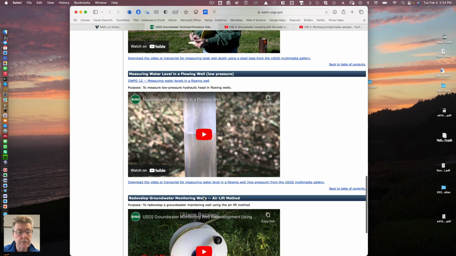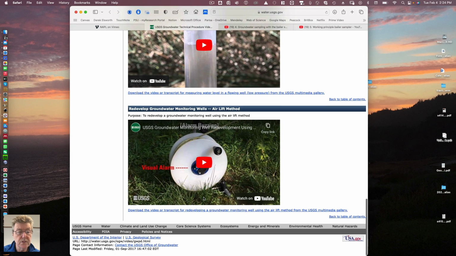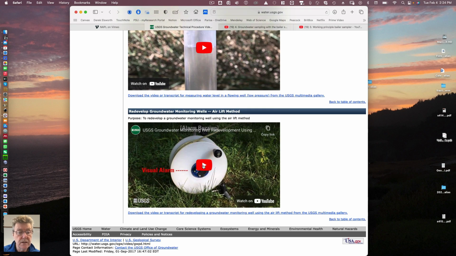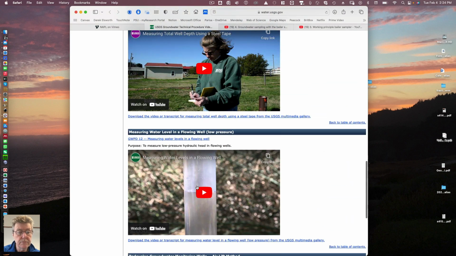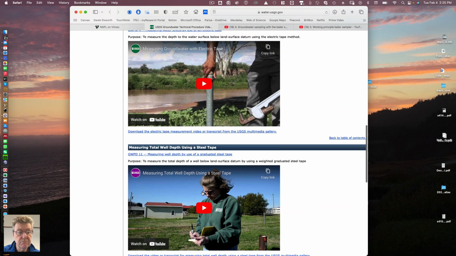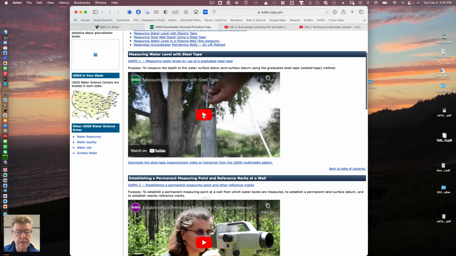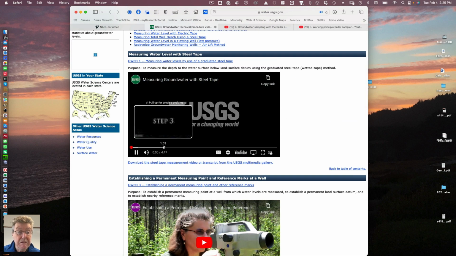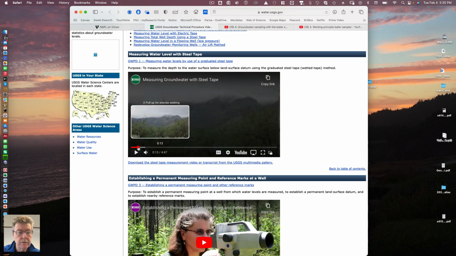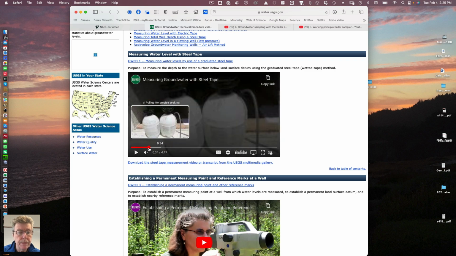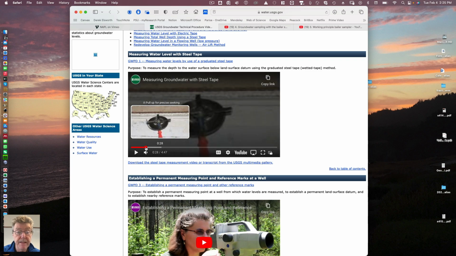Electric tape, measuring water levels, not redevelopment. Yeah, none of this is very satisfying, I guess. Don't know if this one.